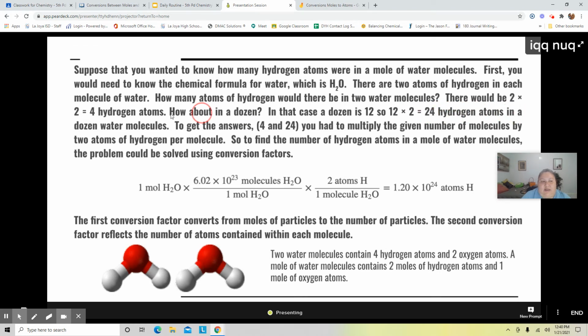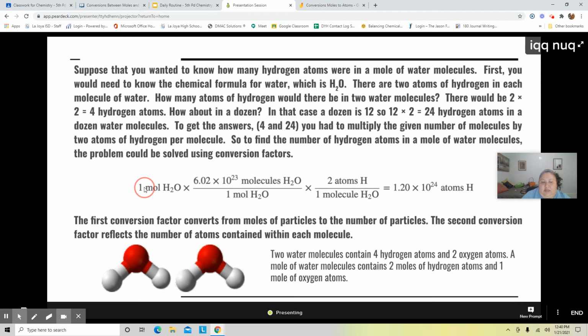24 hydrogen atoms in a dozen water molecules. To get the answers 4 and 24, you had to multiply the given number of molecules by the 2 atoms of hydrogen per molecule. So to find the number of hydrogen atoms in a mole of water molecules, the problem could be solved using conversion factors.